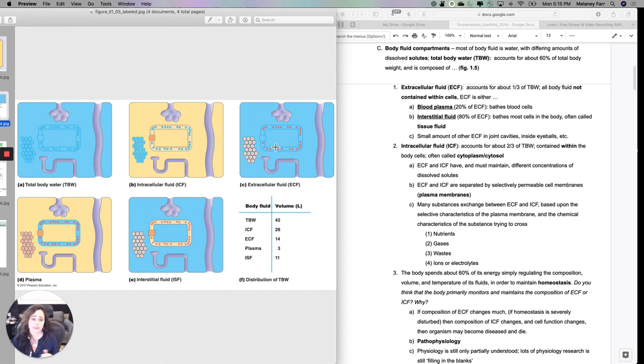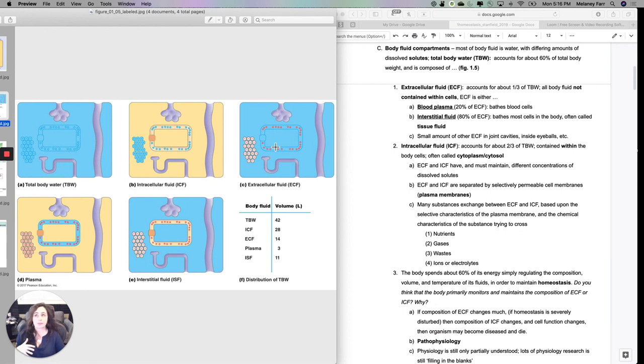So many substances are going to have exchange between the ICF and the ECF. And the ICF and the ECF are going to have exchange primarily through the plasma membrane, right? And the plasma membrane is going to really get to decide, not sentient, but it's going to decide what is transported and by what mechanism, primarily due to the chemical characteristics of the substance or solute that's trying to cross the primarily lipid plasma membrane.